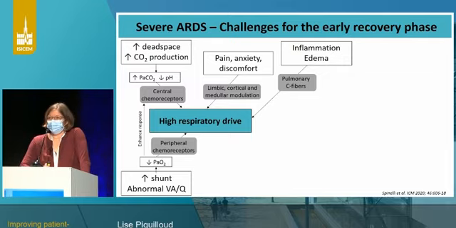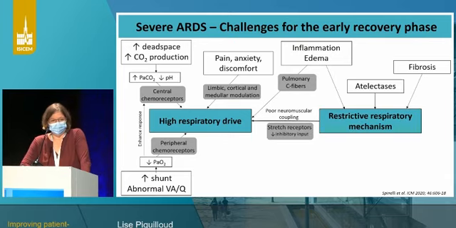We have some challenges when we switch our ARDS patients to assisted ventilation. First, those patients usually have very high respiratory drive because they have poor gas exchange, high CO2 because of increased dead space, and abnormal ventilation over perfusion ratio because of increased shunt. They also have pain, anxiety, discomfort, and inflammation by itself increases respiratory drive.